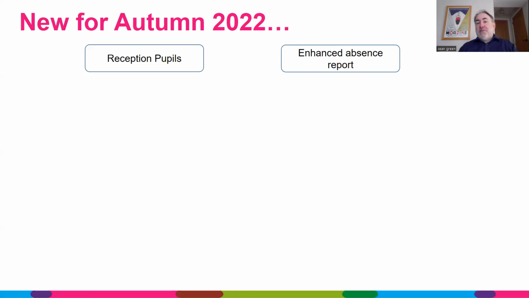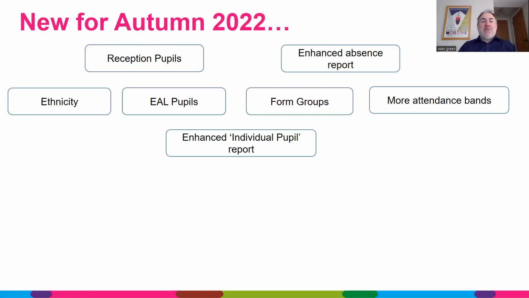So what we can do in the absence report, as you'll see when we look through it, is include the different aspects of authorized attendance, the different aspects of unauthorized attendance. So you've got that extra information about your school. We had a lot of feedback about getting some different comparators and different characteristics within there. So you'll notice on the pupil list report that ethnicity, EAL status, the registration group is in there. All of that leads to an enhanced individual pupil report.